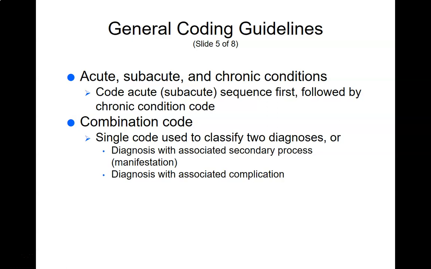Acute, subacute, and chronic conditions. Code acute or subacute first, followed by the chronic condition code. The combination code is a single code used to classify two diagnoses, or a diagnosis with an associated secondary process such as a manifestation, or a diagnosis with an associated complication. Identify a combination code by referring to the subterm entries in the alphabetical index and by reading the inclusion and exclusion notes in the tabular list. If the condition of a combination does not specifically describe the manifestation or complication, use a secondary code.